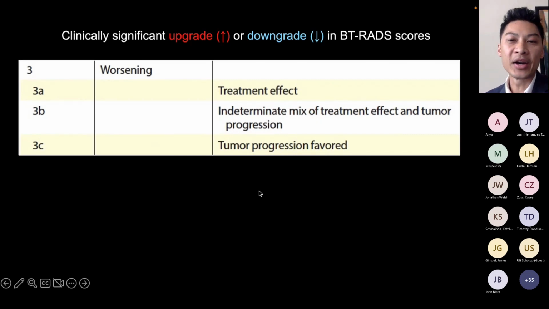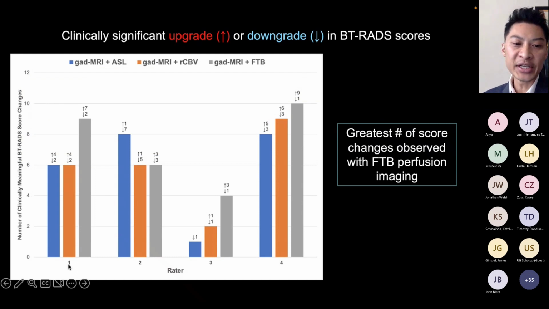So we compared whether or not the scores were upgraded or downgraded with the addition of perfusion imaging across the raters. For each rater, you can see that's on the x-axis. On the y-axis is the number of score changes. With the addition of perfusion imaging, whether it's ASL, CBV, or FTB, there were differences in the score changes. And the greatest number of score changes was observed with FTB. So that's pretty significant, right? Because you would interpret it one way with GAD MRI. When you have perfusion, you're going to be interpreting it in a different way.